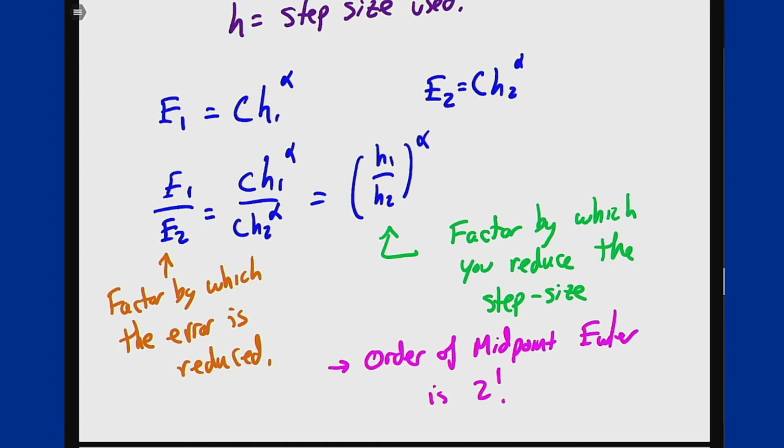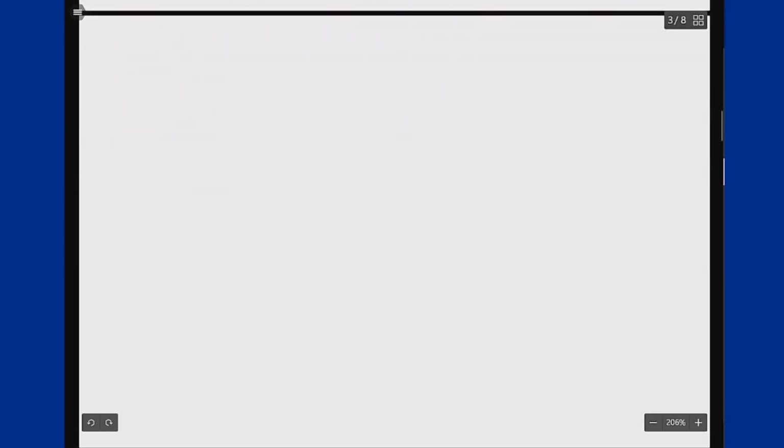Now, what if you don't want to take my word for it that the error dropped by a factor of 4 there? Can we do this in a more analytic way to actually extract this alpha from the equation? And the answer there is yes. So we start with our equation. E is some constant times h to the alpha. And I want to figure out a way to solve for that alpha.